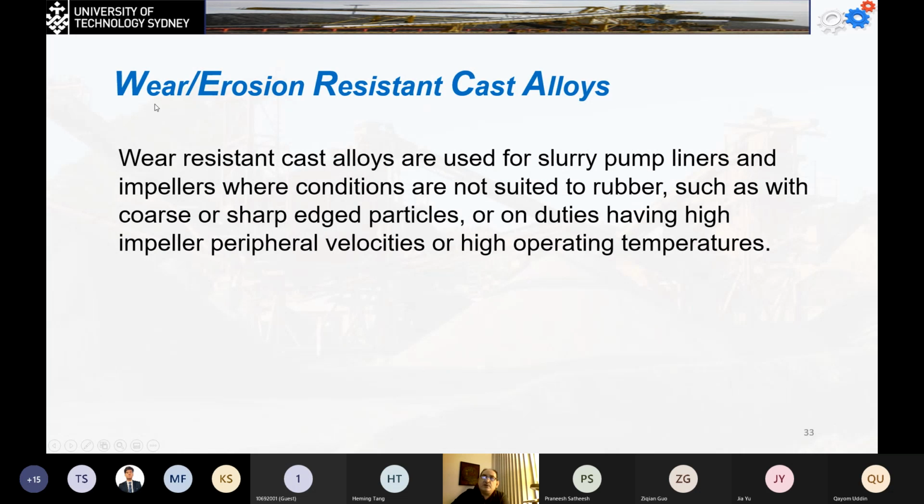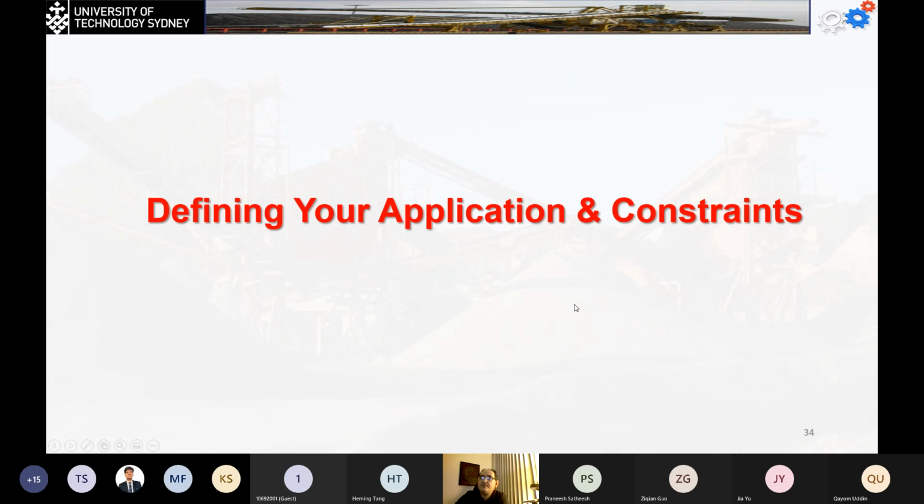Now, for the material, we can use the wear and erosion resistant cast alloys, and these are special cast alloys that can take more resistance. Anyway, they have more resistance than the usual types of cast iron against the wearing effect of coarse or sharp edged particles. Also, they can operate at very high velocities and high operating temperatures.